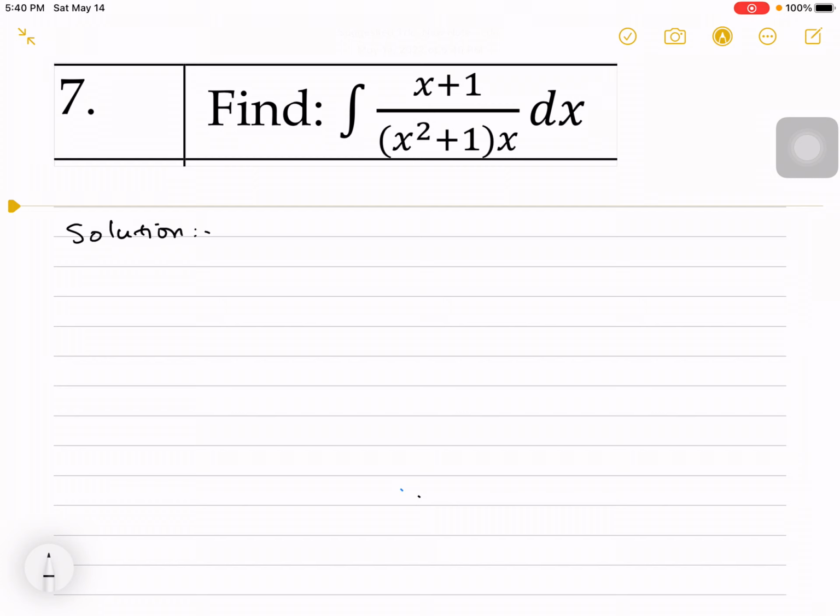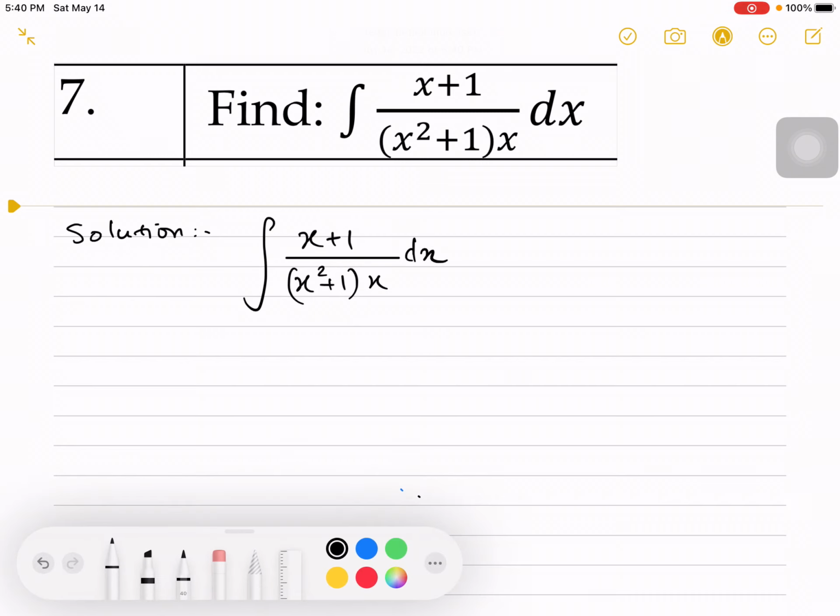we want to find the integration of (x plus 1) divided by (x square plus 1) multiplied by x dx. In this question, the function which we want to integrate is a rational function, whose denominator polynomial degree is 3 and numerator polynomial degree is 1. So we can break it partially by the partial fraction method.